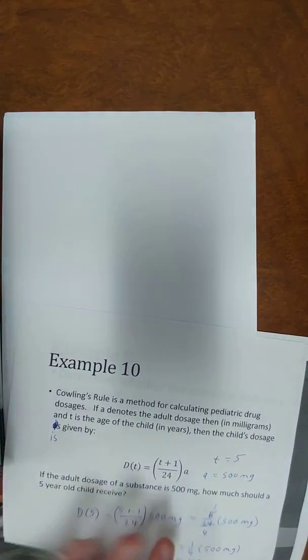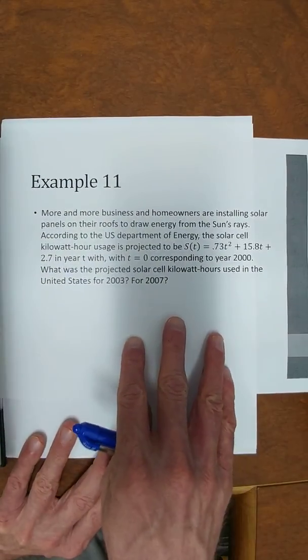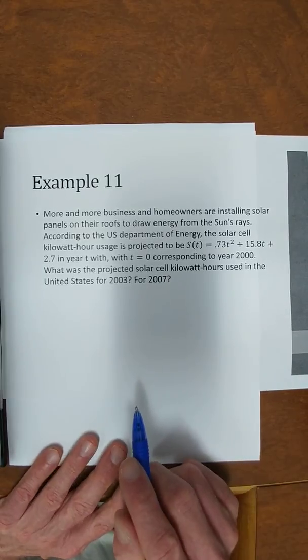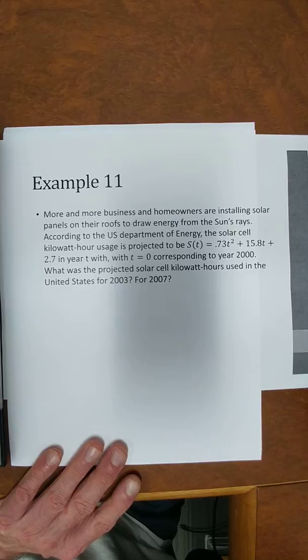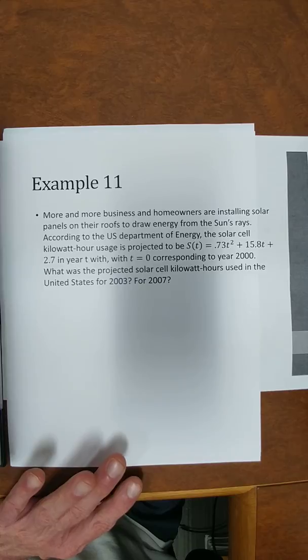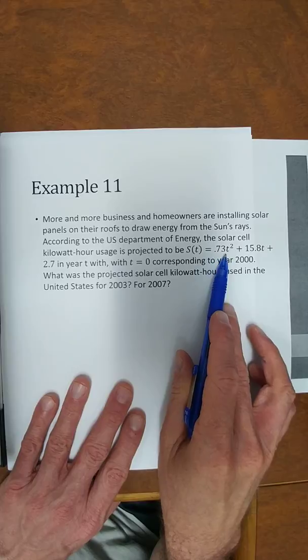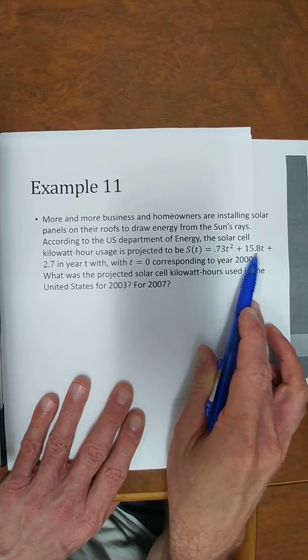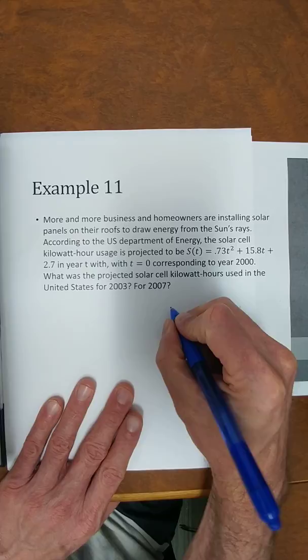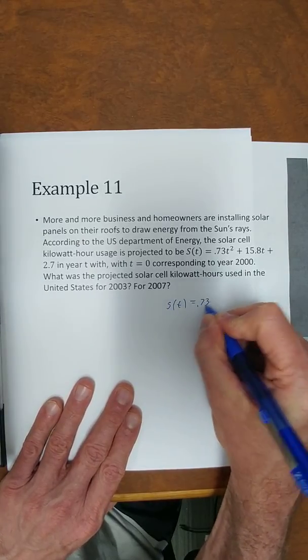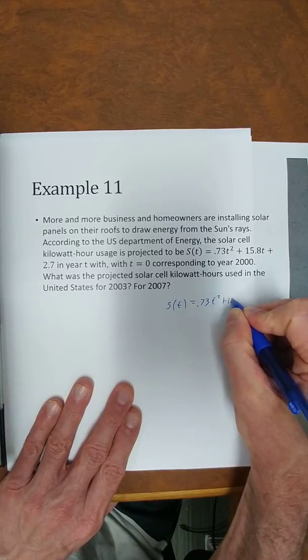Okay, one more modeling question. So more and more businesses and homeowners are installing solar panels on their roofs to draw energy from the sun's rays. According to the U.S. Department of Energy, the solar cell kilowatt hour usage is projected to be S of T equals 0.73 T squared plus 15.8 T plus 2.7. Let me write that down. That's our main model or function.